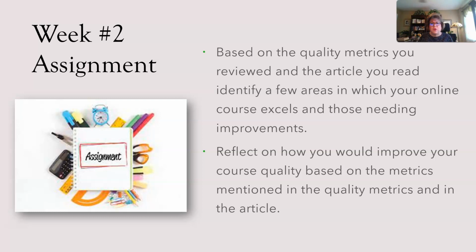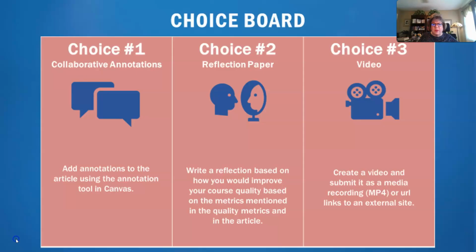You're going to review a course that you may have in mind, maybe one that you're revising or one that you're developing. And then you're going to read the article that you've been given. You're going to identify a few areas in your online course where it excels and then those needing improvements. You're going to also reflect on how you would improve your course quality based on the metrics mentioned in the quality metrics and also in that article. But let me show you how you're going to be doing that.